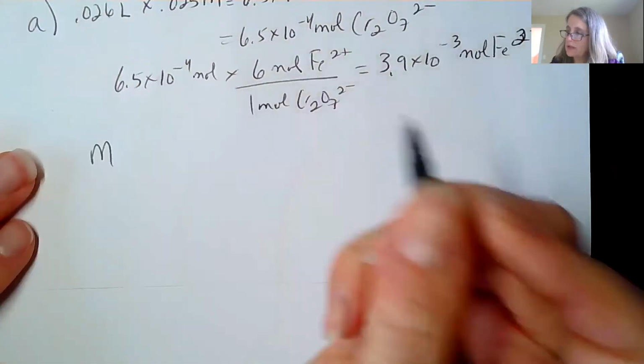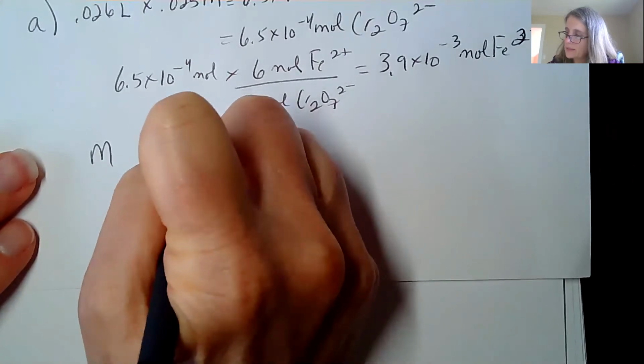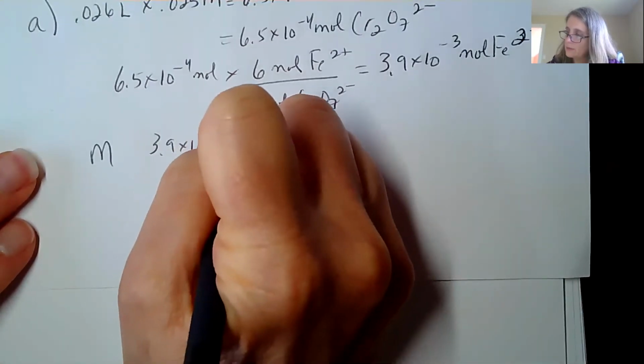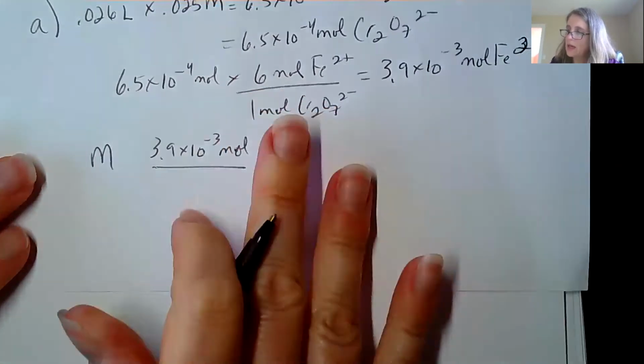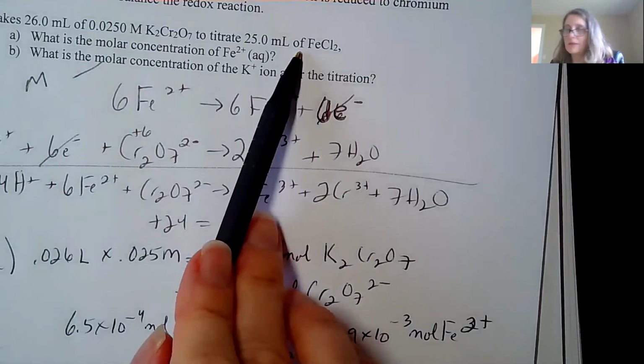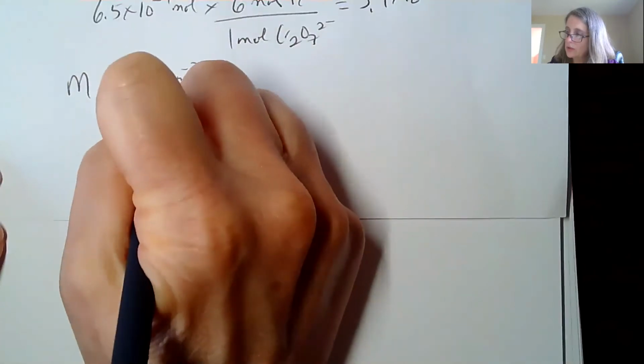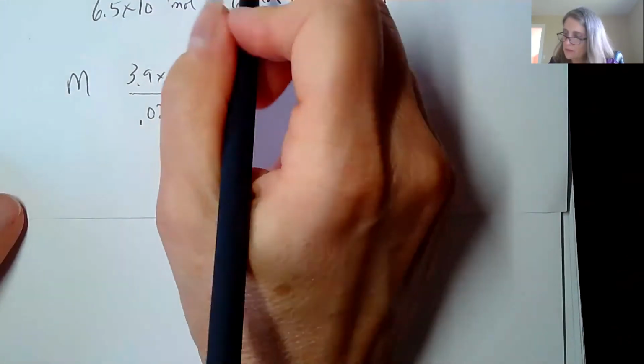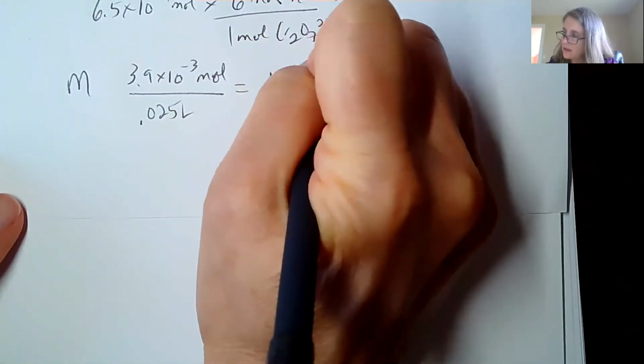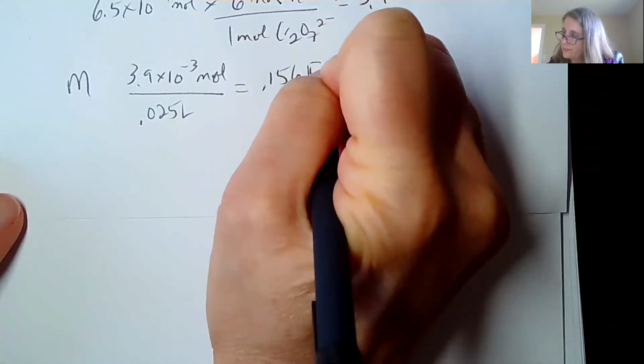So my molarity is just going to be 3.9 times 10 to the negative 3rd moles. And my starting amount of the iron was 25 mL. So I'm going to divide that by 0.025 liters, which is going to give me 0.156 molar iron 2+.